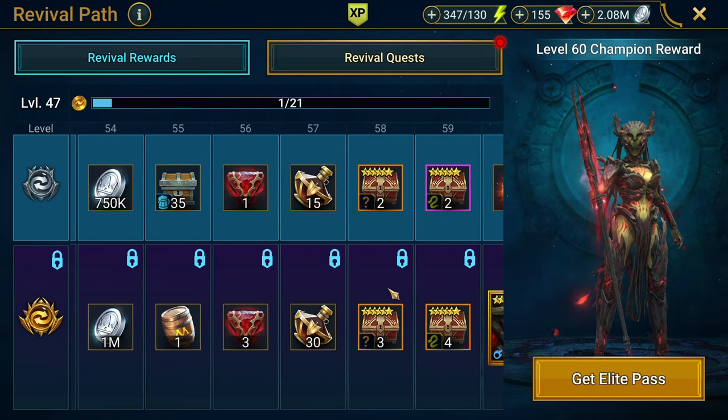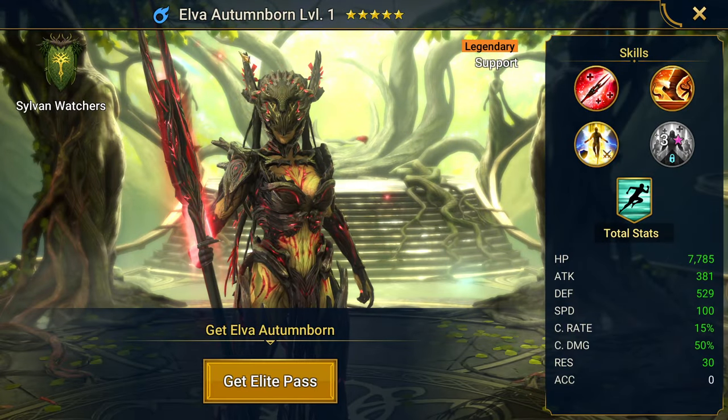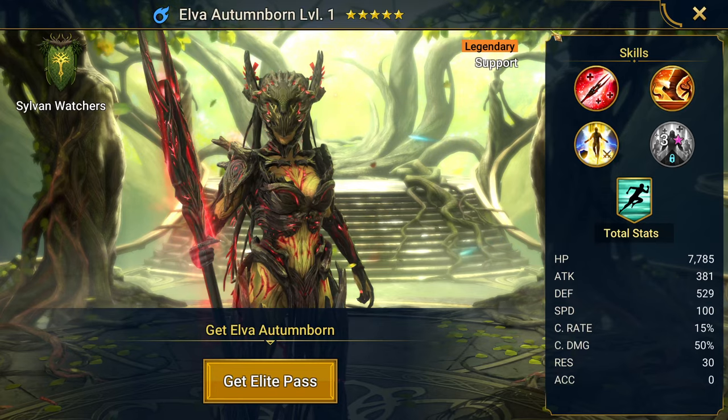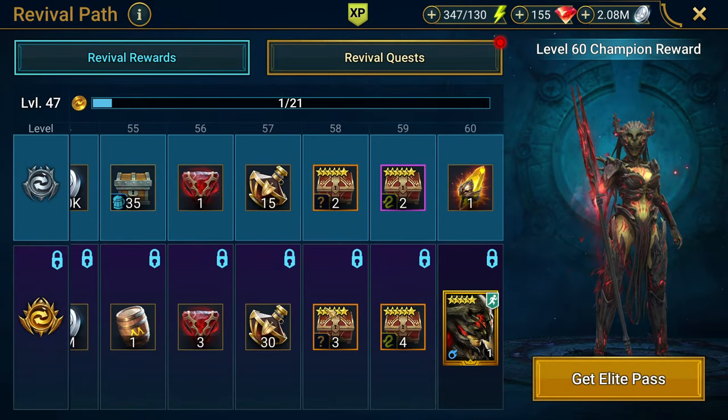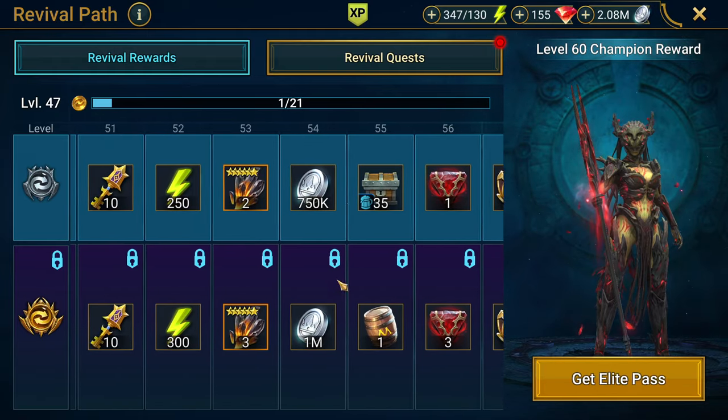Like you're getting gear, six star epic and legendary gear, sacred shard, a champion in Elva. I think you can choose between three champions. I think it's Elva and like two other champions that you can choose from. I don't remember who they are. Soul stones, you get sand devil drops, oils.